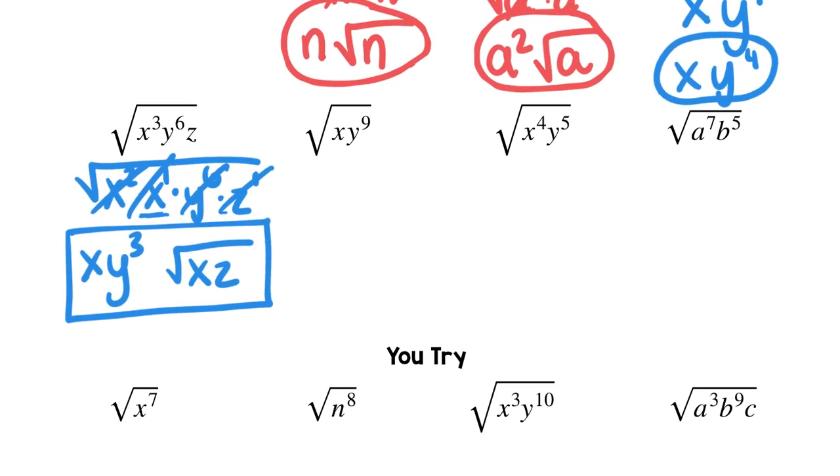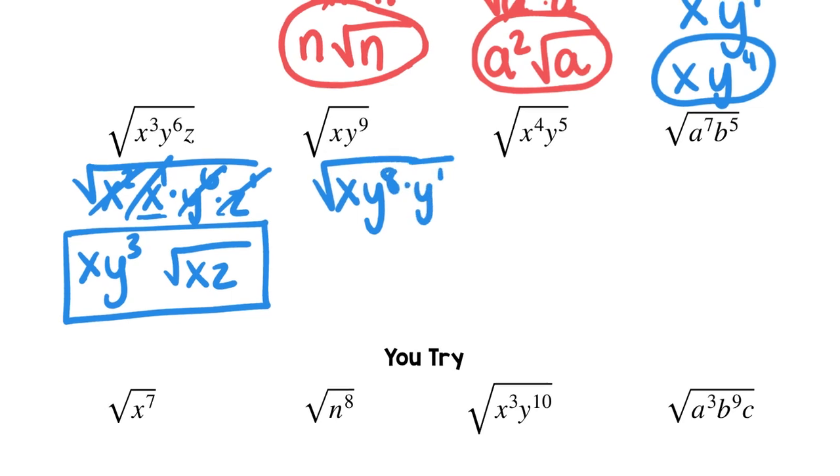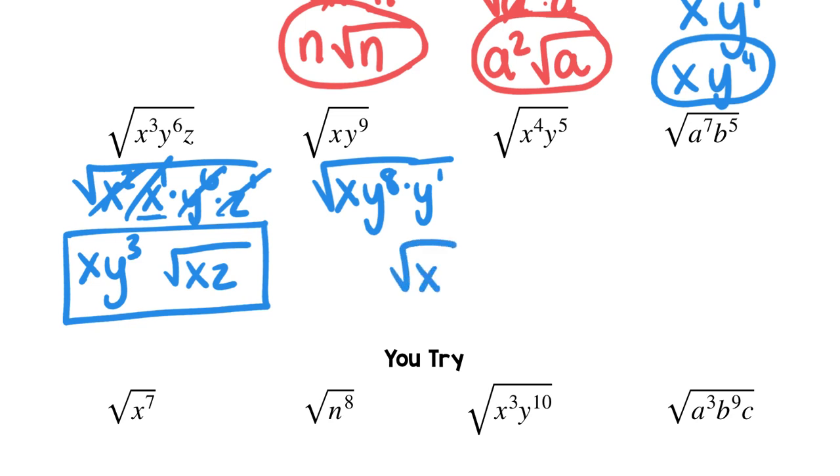The next one is x, y to the 9th. So I'm going to break up, I'm going to leave the x. It's x to the 1st, so it's just too small. It's going to have to stay under the root. And then I'm going to do y to the 8th times y to the 1st. So the x needs to stay under there. The square root of y to the 8th is y to the 4th. And the y needs to stay under there too.